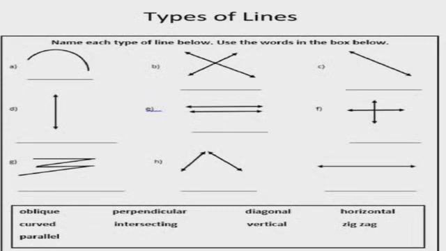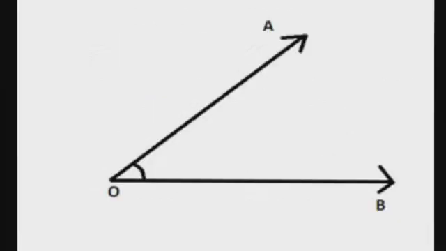I would like to help you in the line in H. Line in H is diagonal line. And also the line in I is zigzag line. So find out the rest.